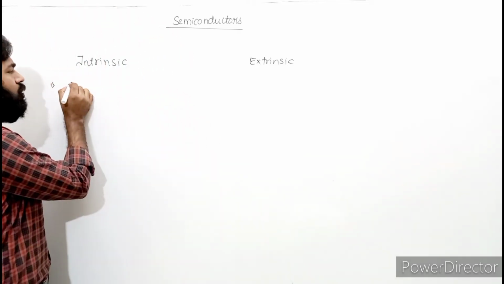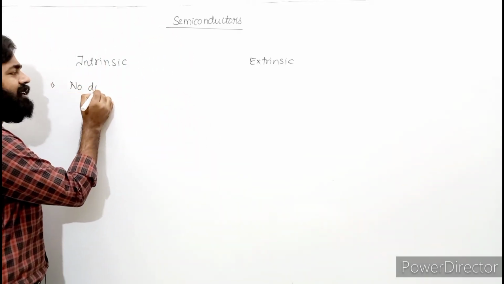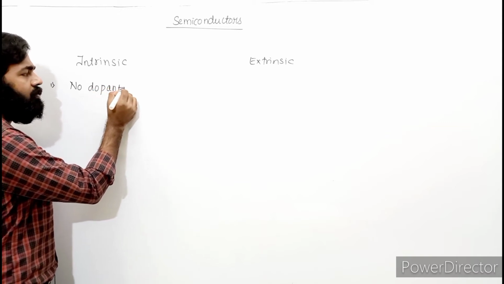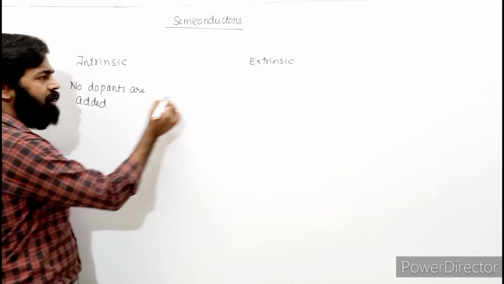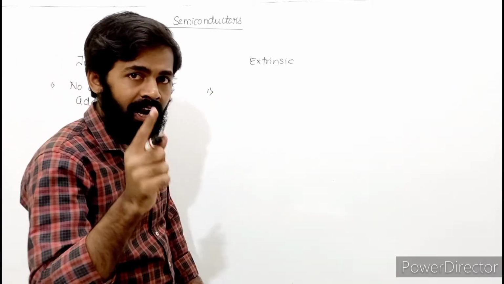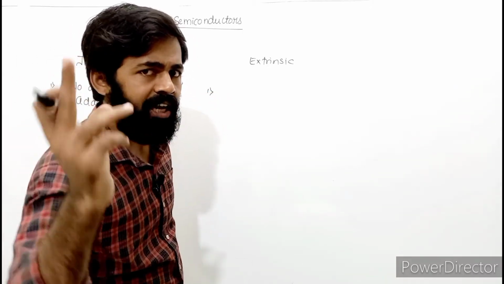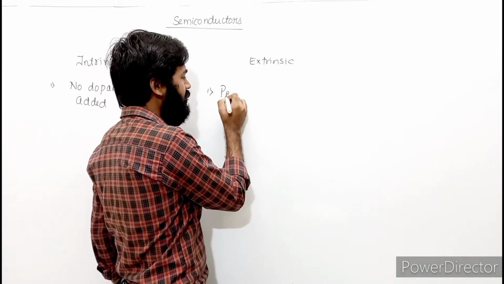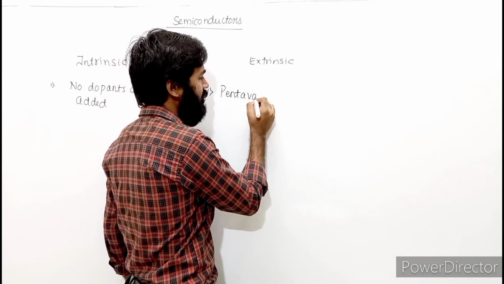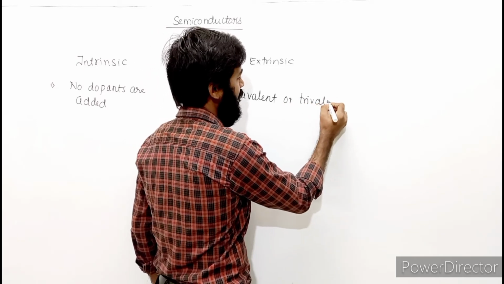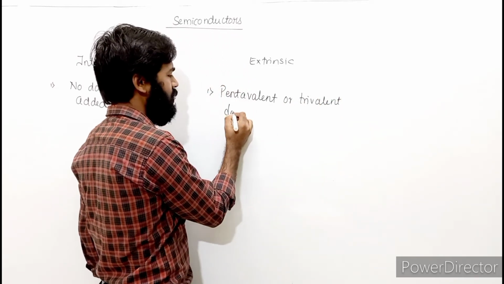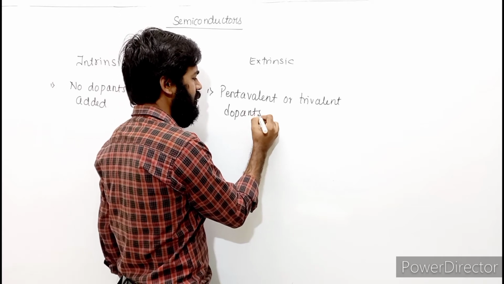Now intrinsic semiconductors, have you added any impurities? No. So here no doping, or I can say no dopants are added. Right. Now in case of extrinsic, we are adding pentavalent or trivalent dopants. Pentavalent or trivalent dopants are added.